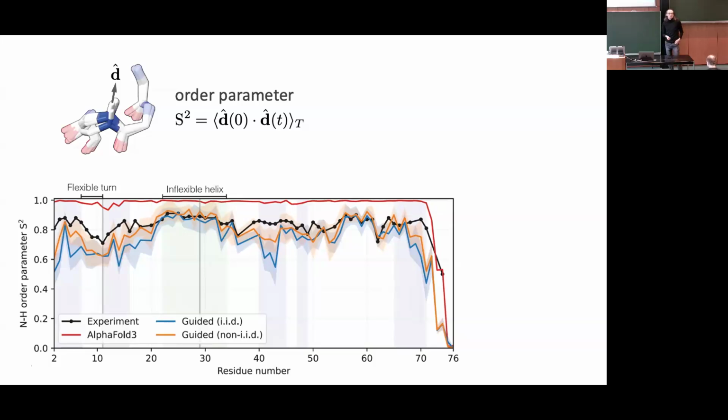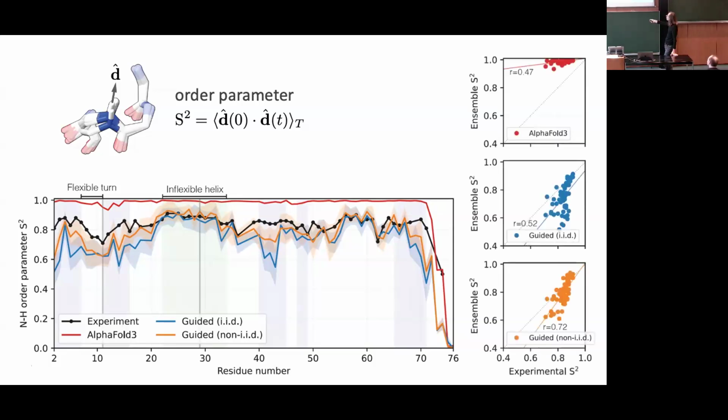basically some temporal average of these correlations of this angle. And typically, you would expect that flexible regions in the protein would have bigger variations, so you will see this S squared parameter go down, and more rigid places will stay rigid. So indeed, if you look at ensembles predicted by unguided AlphaFold, you get a very flat plot here, compared to the experimental observation that indeed highlights low values for flexible regions and high values for inflexible regions.